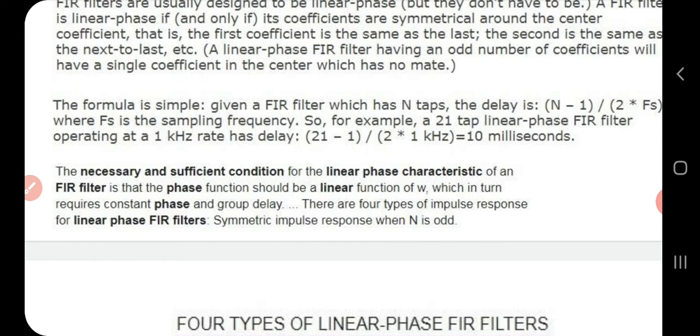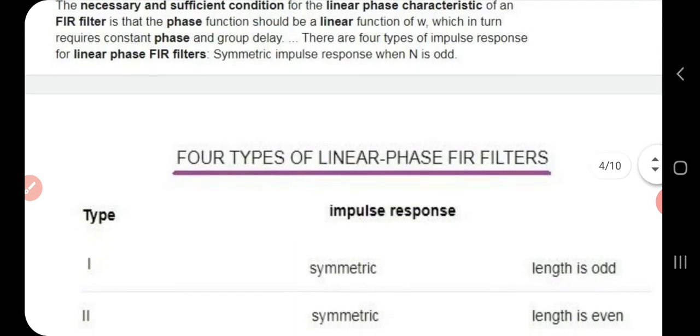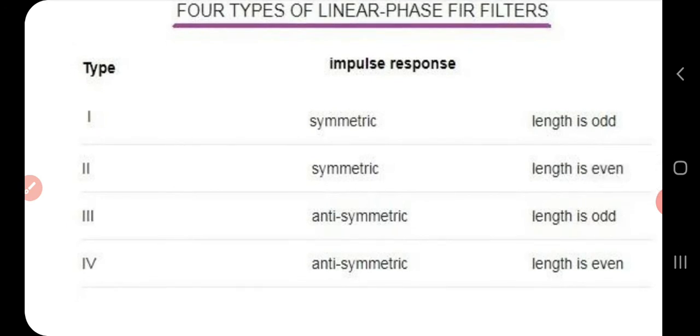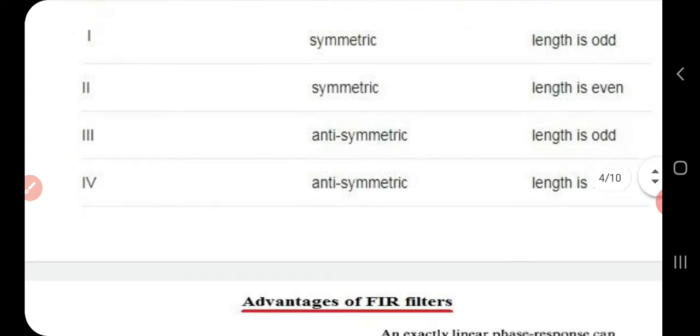Now there are four types of impulse response for linear phase FIR filters. So let us see which are they. Four types of linear phase FIR filters, that is type 1, type 2, type 3 and type 4. Type 1 is symmetric, for which the length is odd, and type 2 is symmetric, for which the length is even. Next is type 3, antisymmetric, for which the length is odd, and type 4, antisymmetric, for which the length is even. These are the four types of linear phase FIR filters.